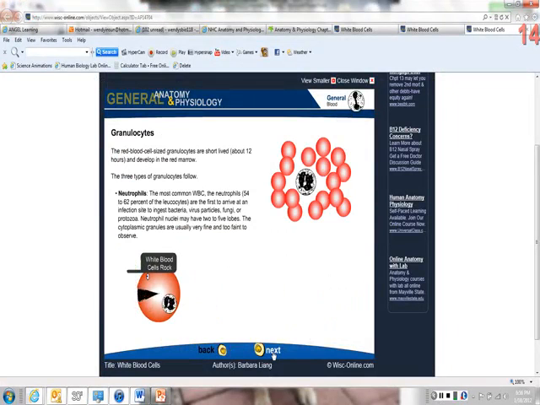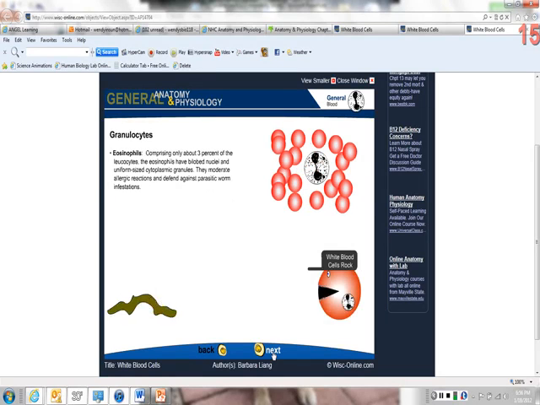Granulocytes, the red blood cell size granulocytes, are short-lived, about 12 hours, and develop in the red marrow. The three types of granulocytes follow. Neutrophils, the most common white blood cell, are 54 to 62%, according to this source, of the leukocytes, and are the first to arrive at infection site to ingest bacteria, viruses, fungi, or protozoa. The neutrophil nuclei may have 2 to 5 lobes. The cytoplasmic granules are usually very fine and too faint to observe.